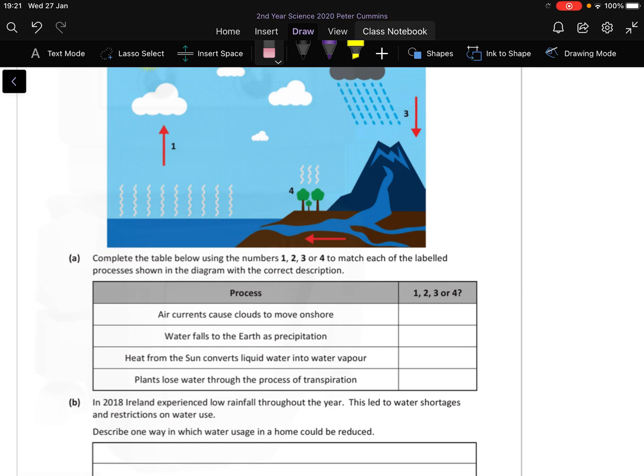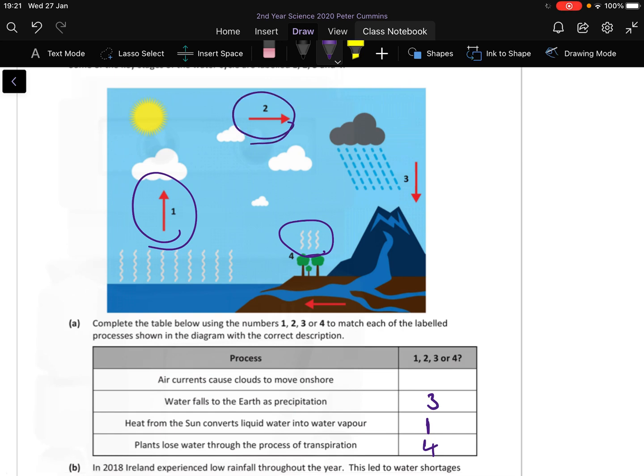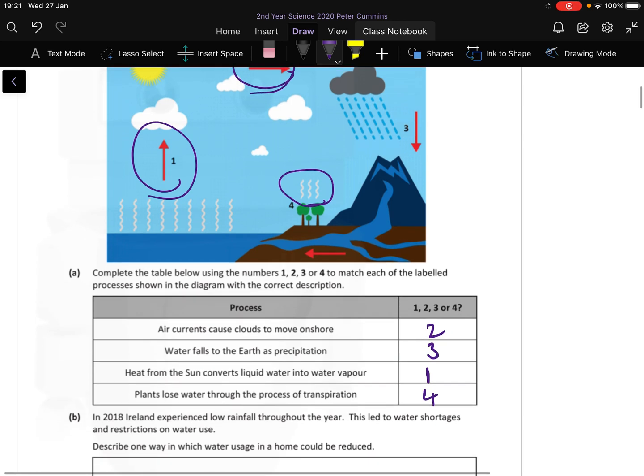So well, the obvious one is number 3, which is precipitation. Heat from the sun converts liquid water into water vapor. So that's here. It's going to be number 1. Plants lose water through transpiration. So here's the plant losing the water through transpiration, which is number 4. Not to be confused with the carbon cycle, which is going the opposite direction. Okay, so be careful there. And the last one is air currents. So your air currents are up here in number 2.